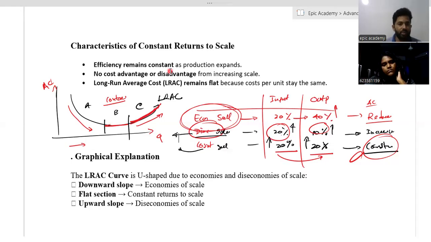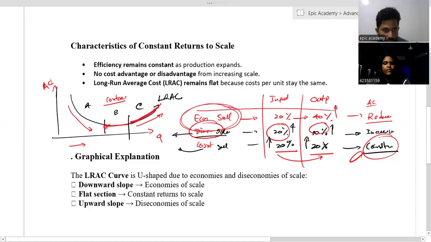And the long run average cost, I mean LRAC, remains flat, that is, parallel with the horizontal axis.